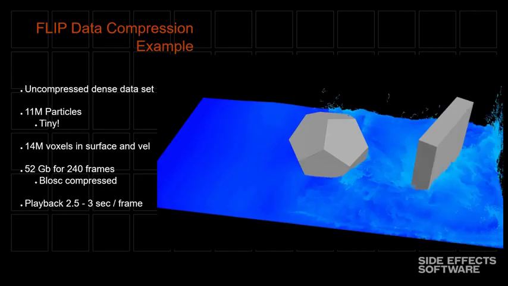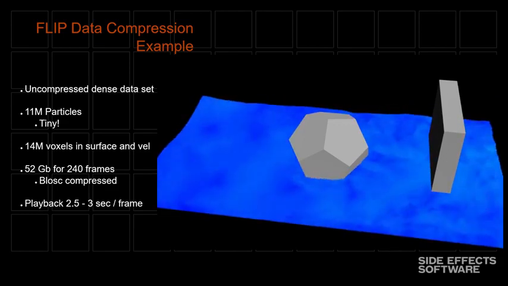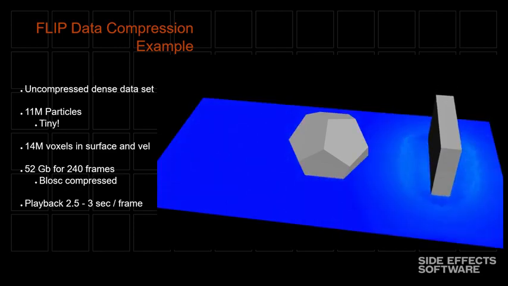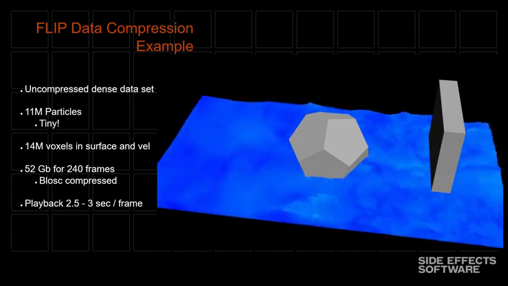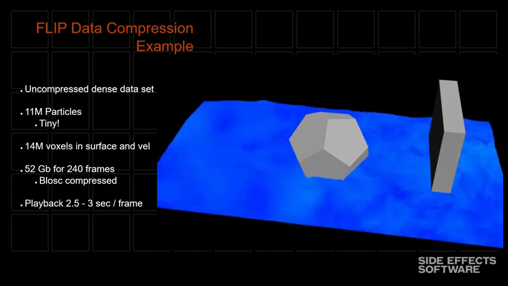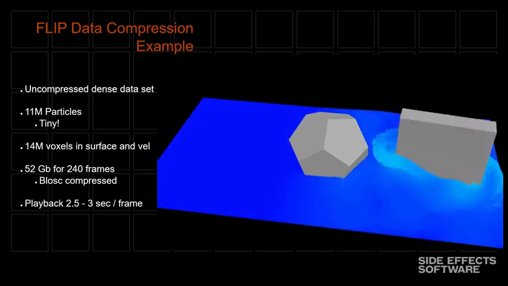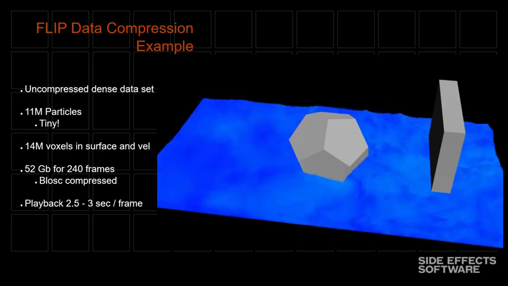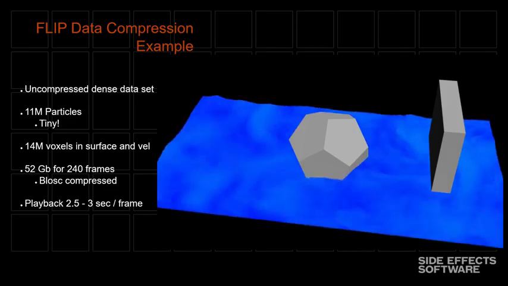So here's an example that we'll be looking at in the Houdini viewport in just a second. This is about 11 million particles, which is not very big these days by production standards. It also includes, you can't see it here, but about 14 million voxels in the surface and velocity fields. And saved to disk, this is about 52 gigabytes compressed. And by compressed in this case, I mean losslessly compressed with our BLOSC format, which you can think of as like a gzip or something like that.